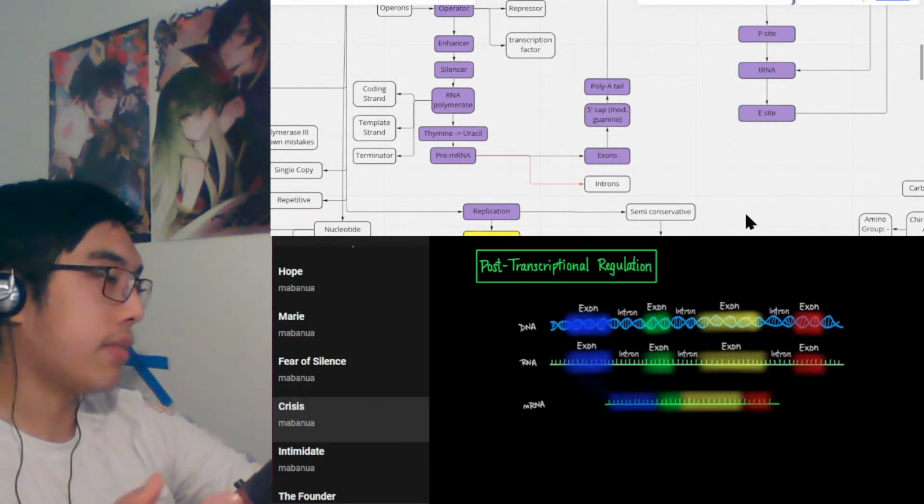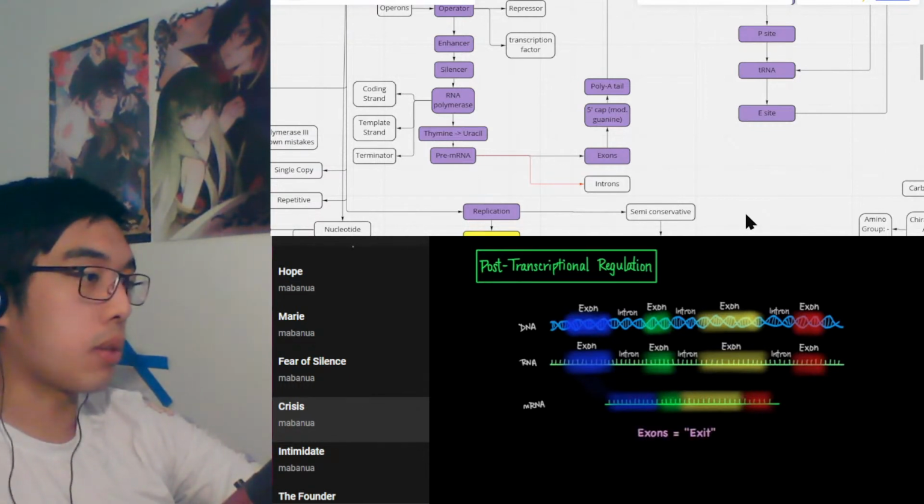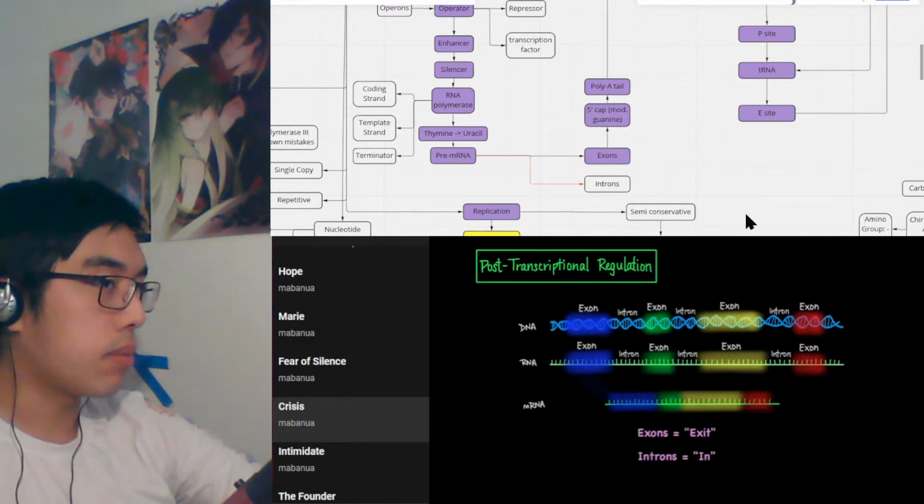An easy way to remember which sequences are exons, which ones are introns, is that exons exit the nucleus, and introns stay in the nucleus. So exons kind of stands for exit.